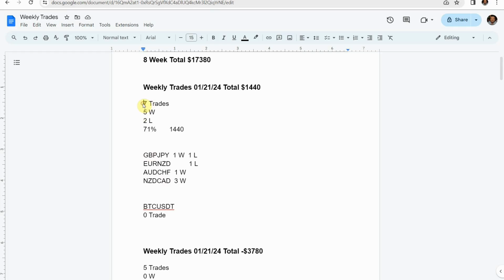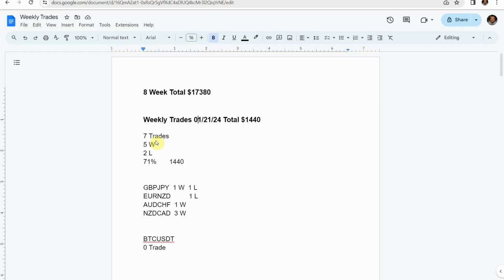So this last week, we did 7 trades altogether, all on the Forex pairs. We had 5 winning trades and 2 losing trades, putting it at a 71% win rate, a gain of $1,440. No trades on the crypto coin this week, so the total gain this week would have been $1,440.